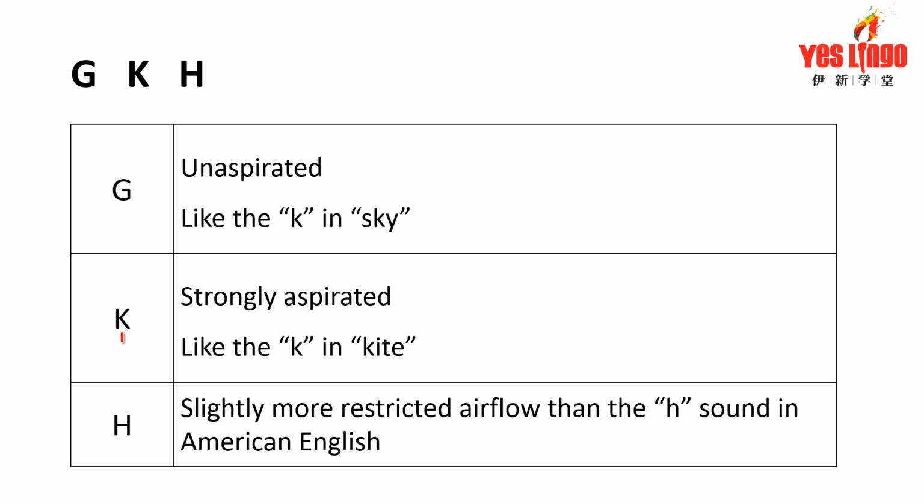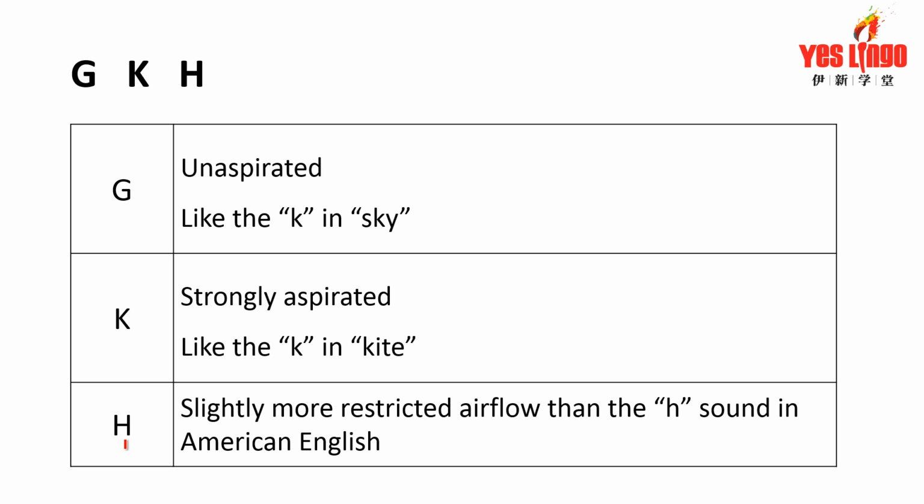Now this one right here, the K, it's actually strongly aspirated like the K in kite. See how we're blowing a lot of air out? Kite. So this one is k. If I held a napkin to my mouth as I pronounce this, you would be able to see the napkin actually flutter because I'm blowing air out. K. Very good.